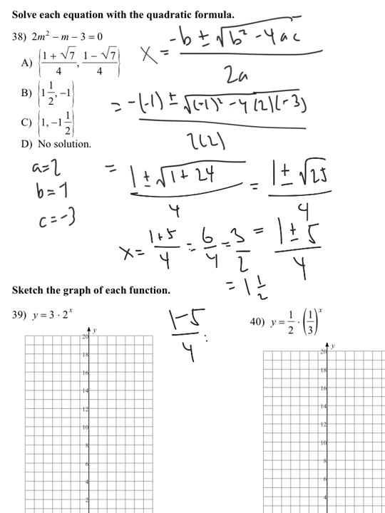and then the other answer would be 1 minus 5 over 4, which is negative 4 over 4, equals negative 1. So the answer would be B.